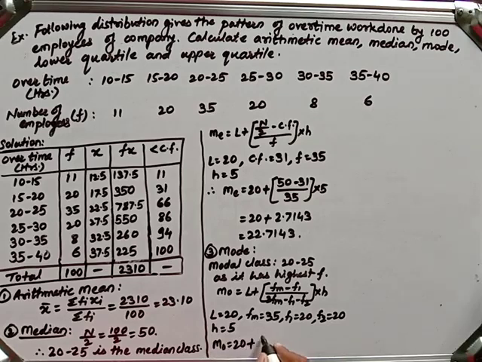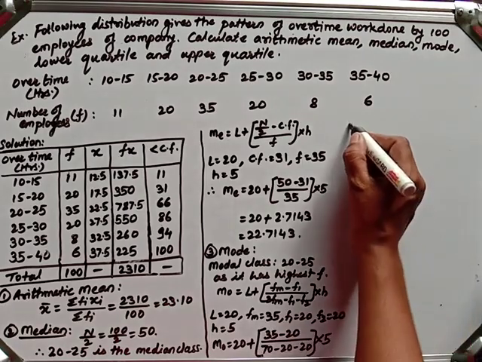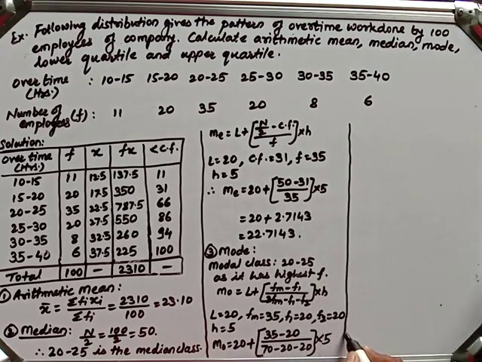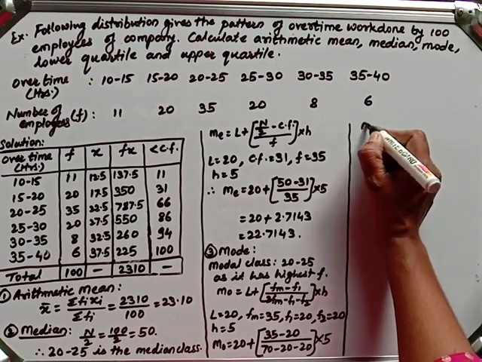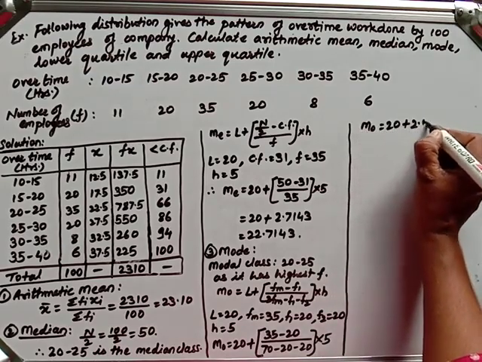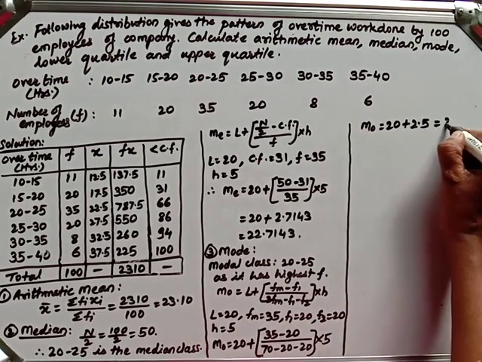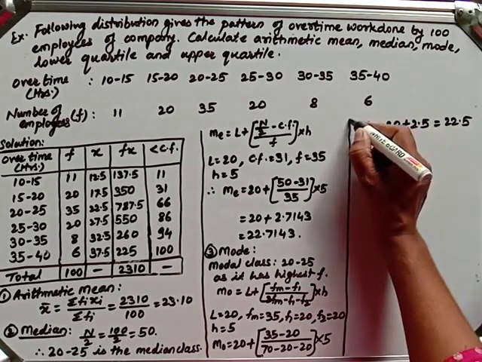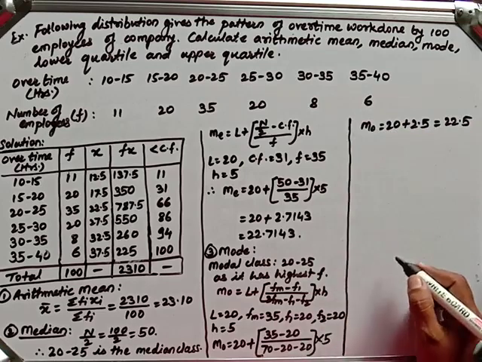So mode is equal to what? 20 plus (35 minus 20) upon (2Fm, which is 70, minus 20 minus 20) multiplied by 5. So this calculation gives mode is equal to 20 plus 2.5. So we get 22.5. You can do that one on calculator also.